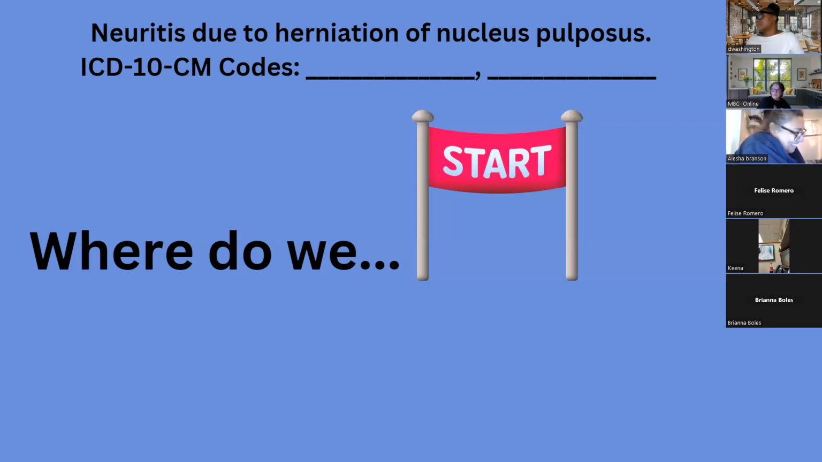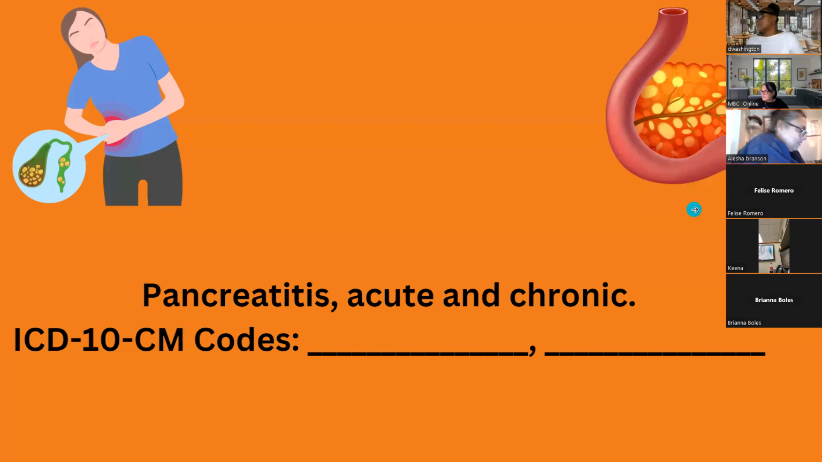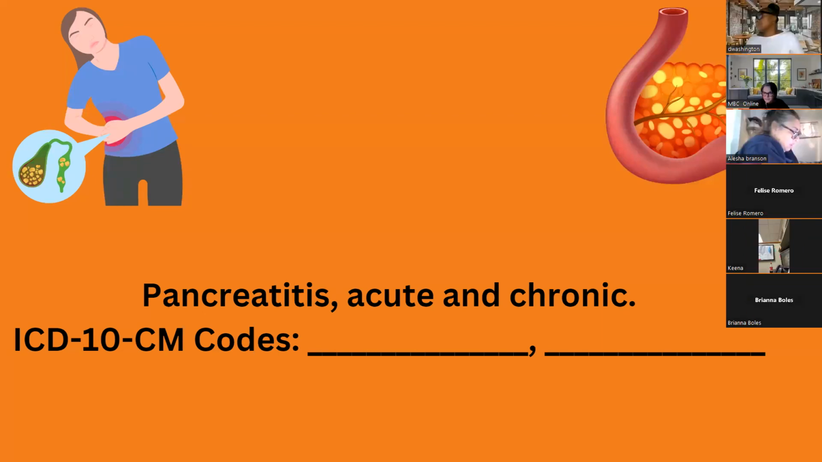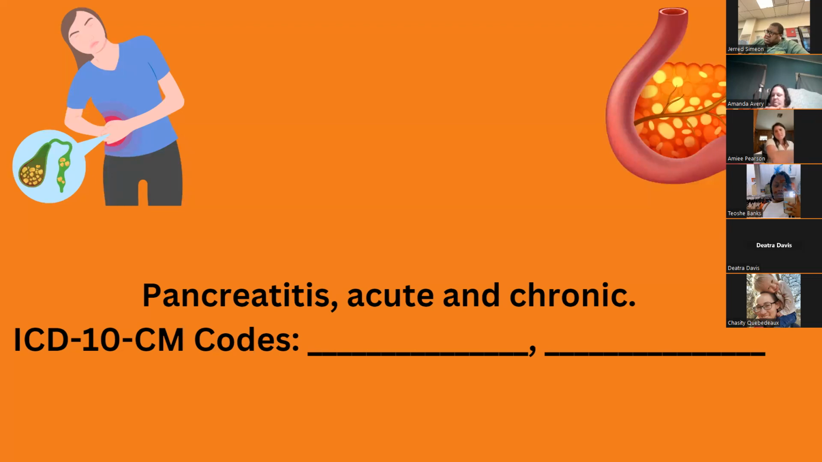All right, so let's move to the next. Pancreatitis, acute and chronic. So what's our key word? Let's see. I'm going to call Miss Phyllis. What's our key word? Pancreatitis. All right. So Miss Phyllis, you look up acute pancreatitis and just hold on. Amy, can you look up pancreatitis, chronic, please?